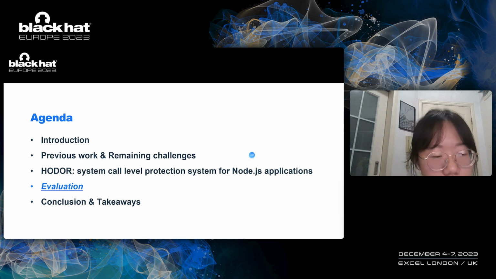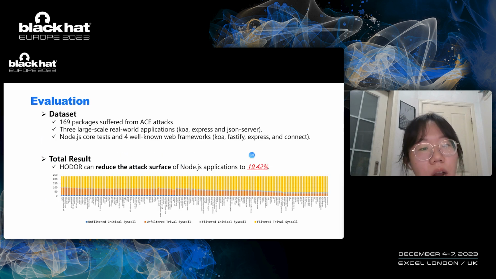Finally, we evaluate HODOR. 169 packages suffered from arbitrary code or command executions. We also tested 3 large-scale real-world applications, Node.js core tests, and 4 well-known web frameworks. The overall result shows that HODOR can reduce the attack surface of Node.js applications to nearly 20%.